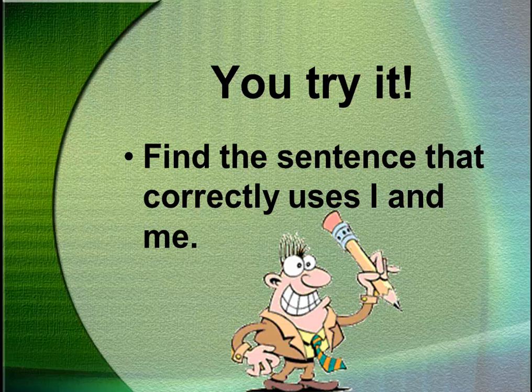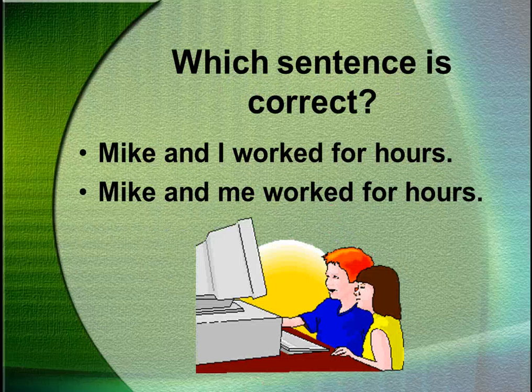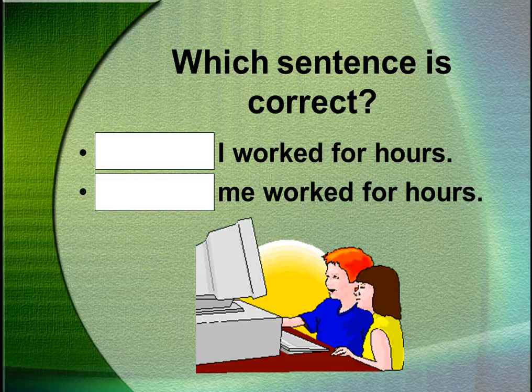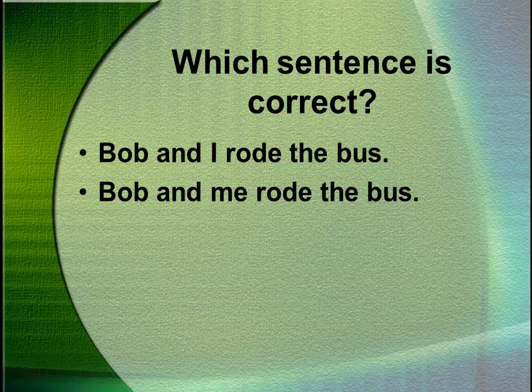Find the sentence that correctly uses I and me. So which sentence is correct? Mike and I worked for hours. Mike and me worked for hours. So cover up Mike and. So I worked for hours or me worked for hours. So which one's right? Mike and I worked for hours.